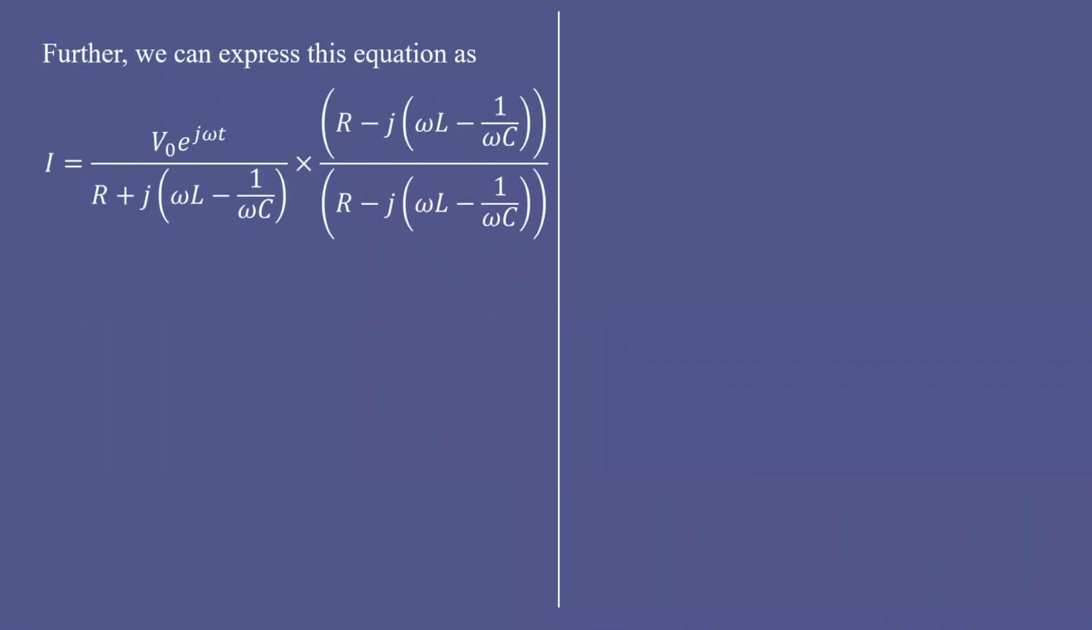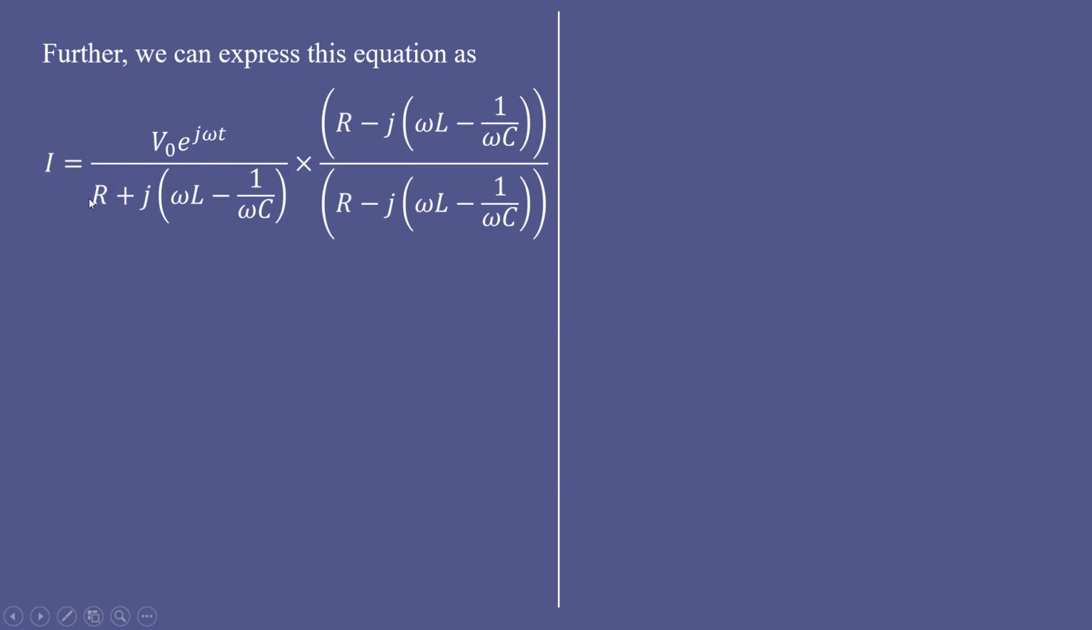So next we'll try to express this current in terms of phase. We have to find the phase difference between voltage and current. So for that, we'll multiply this equation by the complex conjugate of the denominator. You might have studied that a complex number in the denominator can be handled by multiplying and dividing the term by the complex conjugate of the denominator.